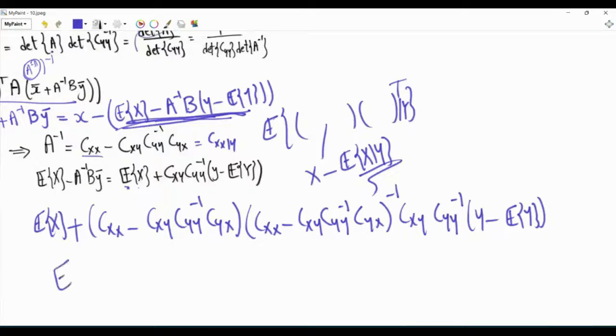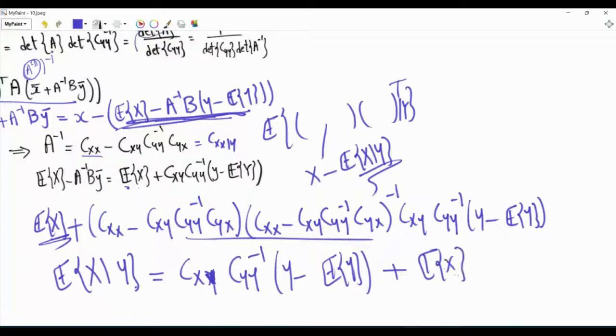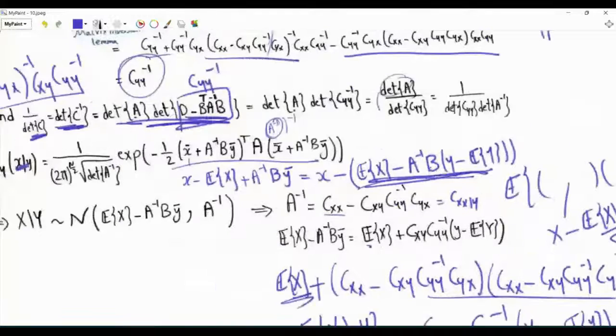So this means that the conditional expectation of X given Y is, these two guys give identity. So it is the cross covariance matrix, Cxy, then the inverse of the covariance matrix of vector Y. That's the covariance matrix of the vector of observations or measurements. These are the random variables we are conditioning on, and then Y minus expected Y. And then we have, we should not forget this guy, expected X. So that's basically the final result.